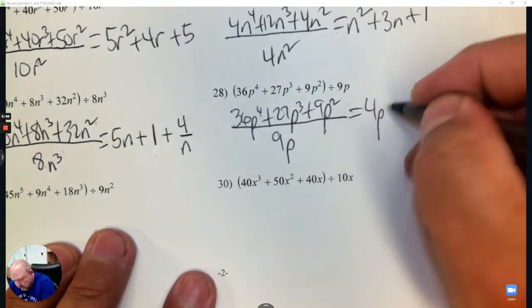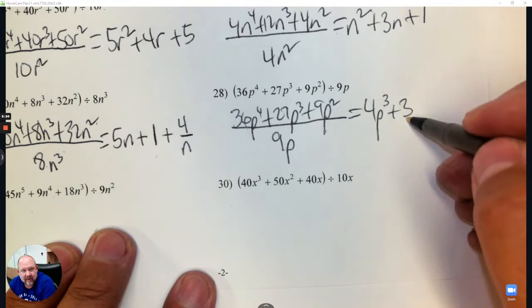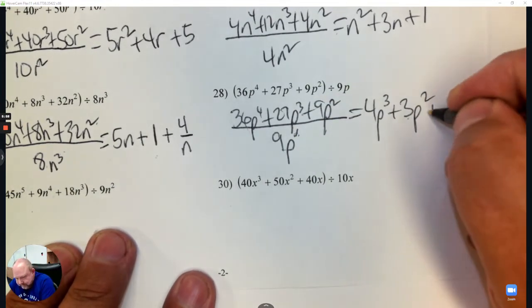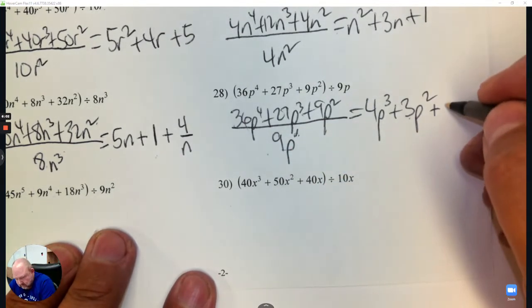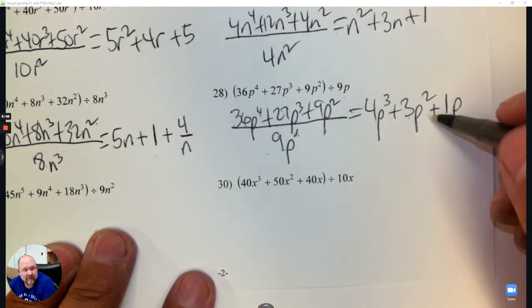That's 4, and then subtract. 27 divided by 9. Remember, there's a 1 here, so it's 3 take away 1. And then 9 divided by 9. And then 2 take away 1 is there. And you could just write down p.